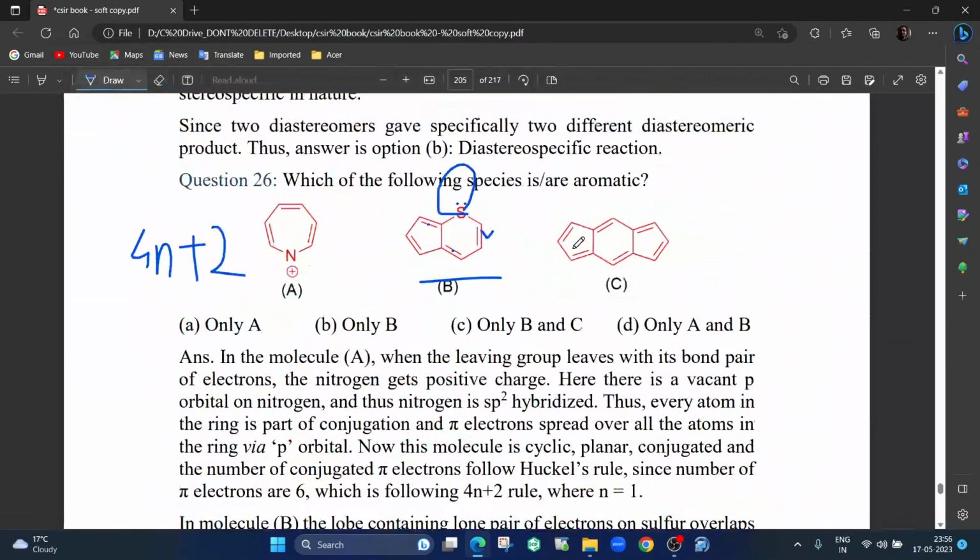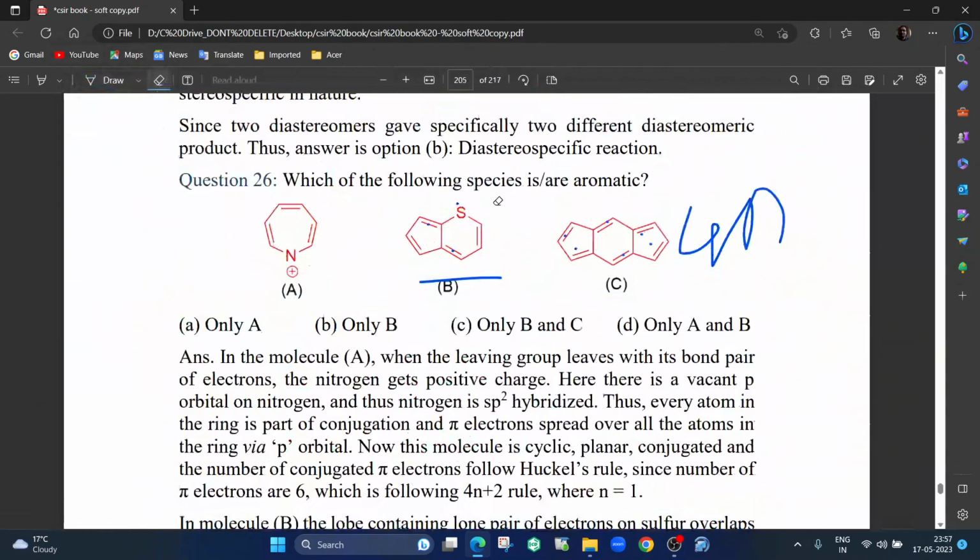Now here you can see there is no atom which is sp3 hybridized. All of them are sp2 hybridized. All of them have a p orbital. All of them have a double bond. So it is cyclic, planar, conjugated. But how many electrons? 2 plus 2 is 4, plus 2 is 6, plus 2 is 8, plus 2 is 10, plus 2 is 12. So it is not following the 4n plus 2 rule. It is following the 4n rule. When n is equal to 3, 4n is equal to 4 into 3 is equal to 12. Therefore, this is an anti-aromatic system and not an aromatic system.